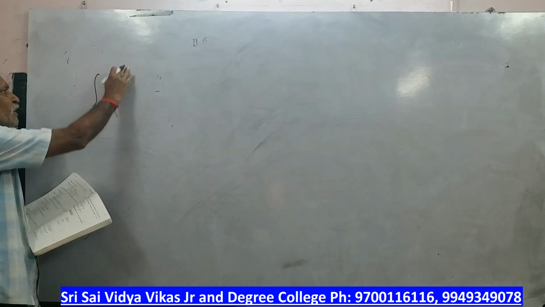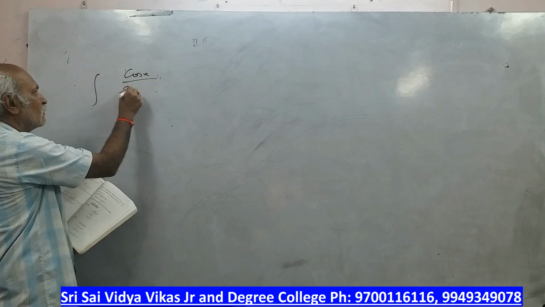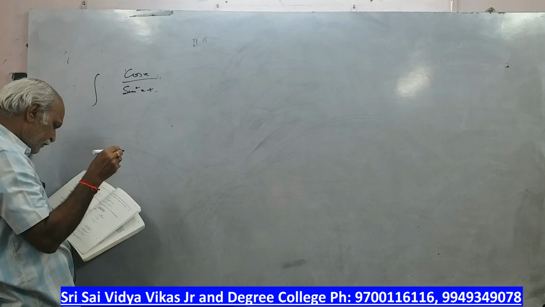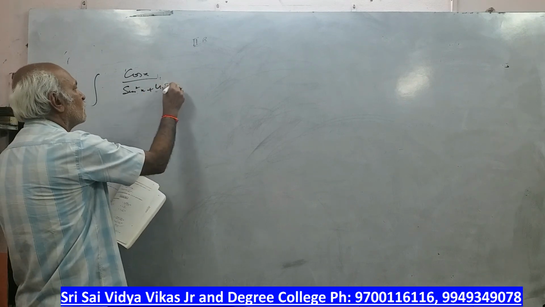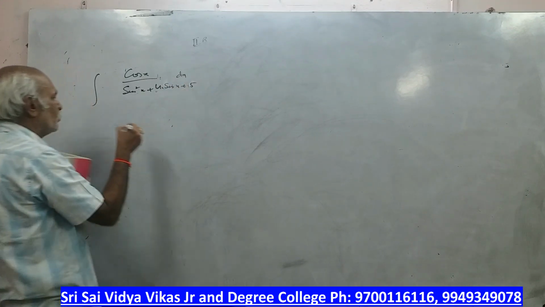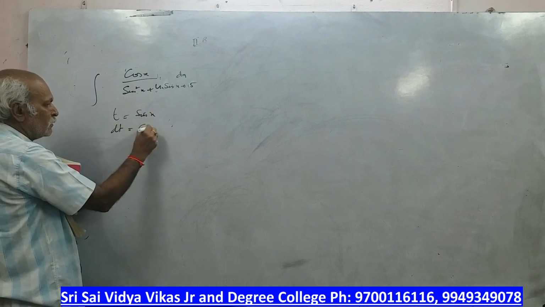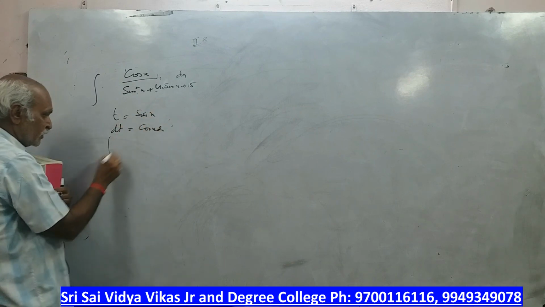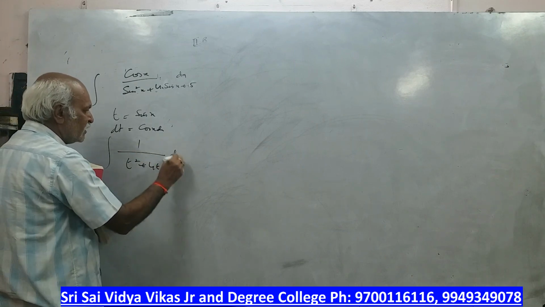Sometimes the problem will be given like this: integral of cos x by sin square x plus 4 sin x plus 5 dx. Put t is equal to sin x. What is dt? Cos x dx. So this becomes 1 by t square plus 4t plus 5 dt.